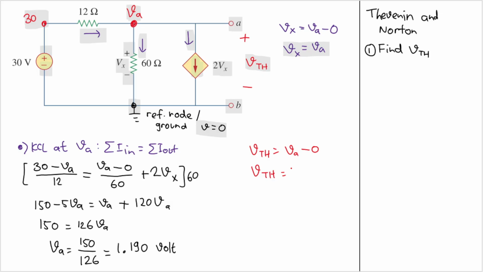is equal to VA. So VTH here is equal to 1.190, and the unit here will be volt. This is one of the most important values. So I'll have VTH equal to 1.190 volt. Good. So we have done the first step, and the second thing that we need to do is to find out RTH. But we need a different circuit for that, so let's clean up our slide here.